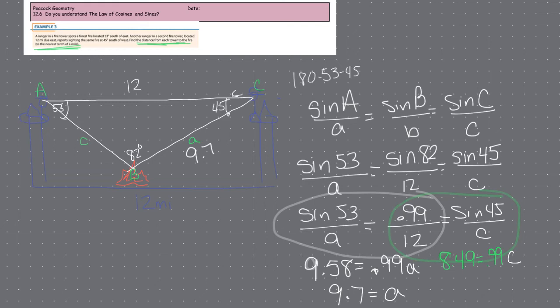Okay, then I'm going to divide by 0.99 on both sides. Divide by 0.99, and I get 8.6 is equal to C. So there we go. This guy is 8.6 miles from the fire, while Ranger C is 9.7 miles from the fire. Okay? Questions on that one?